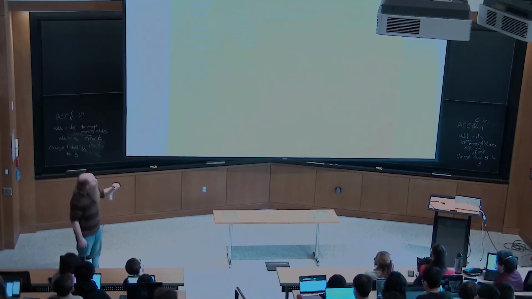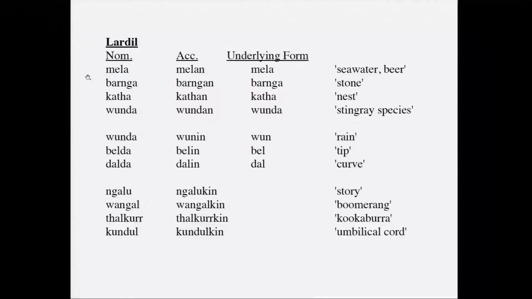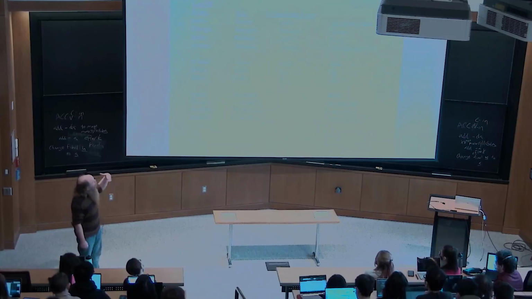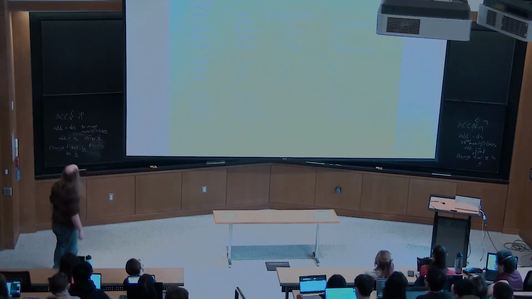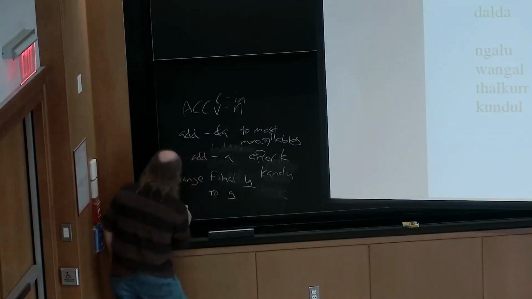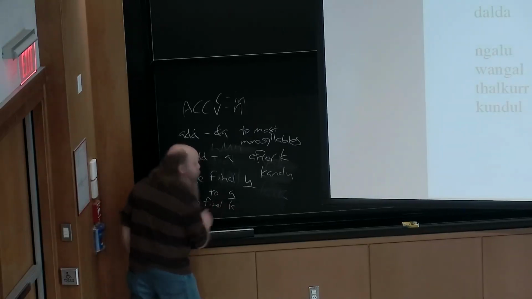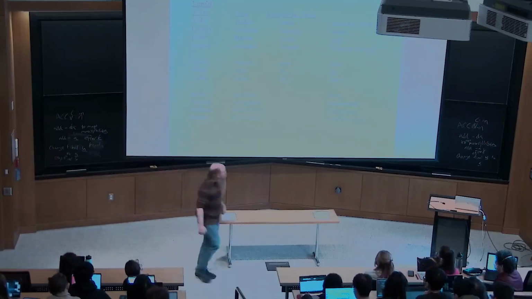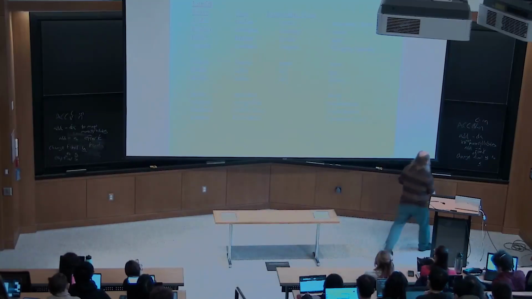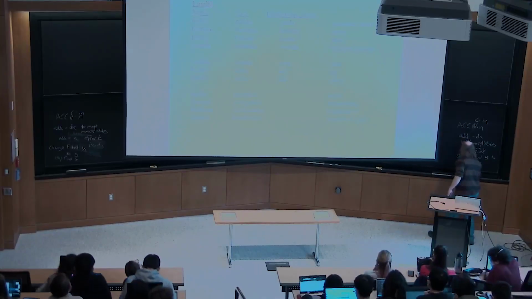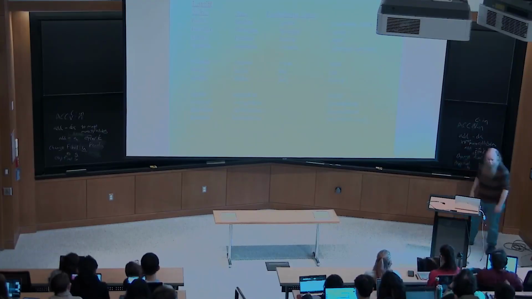So what should the bare form of umbilical cord be? Kundulk. Yeah, kundulk. So we'd expect kundulk, talkurk, wangalk, and ngaluk. And there's something that says drop final k. So we start with kundulk, and we form the accusative off of that. But if it's nominative, we get rid of the final k.